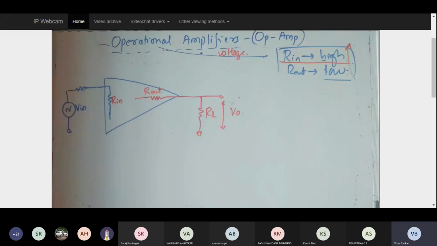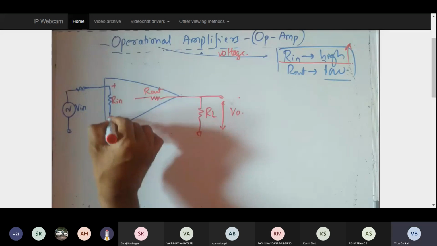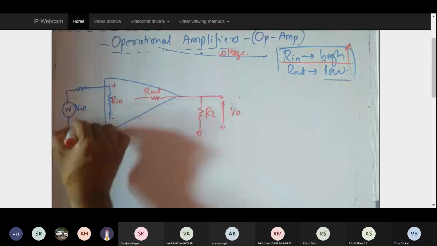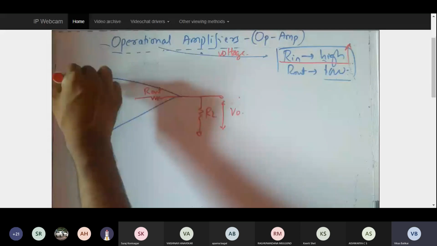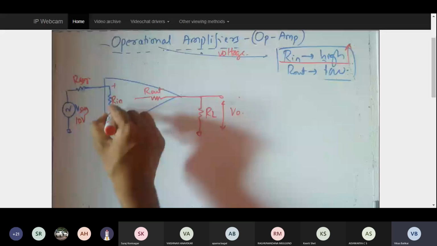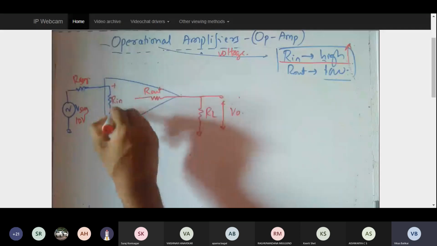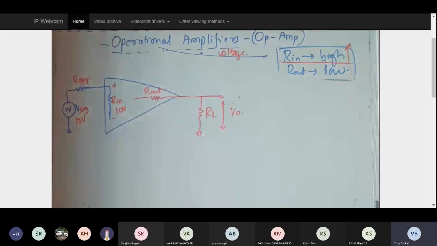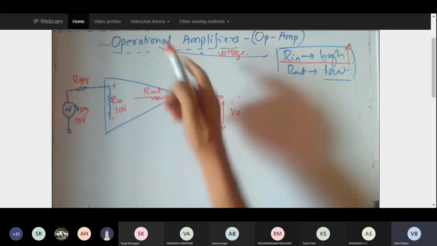Okay, let us now consider the voltage across the input resistance. Let's assume I gave 10 volts as V signal, and I calculated that Rin obtained 9.99, which means I can consider the entire 10 volts is being dropped across Rin. So the voltage here across Rin is 10 volts.